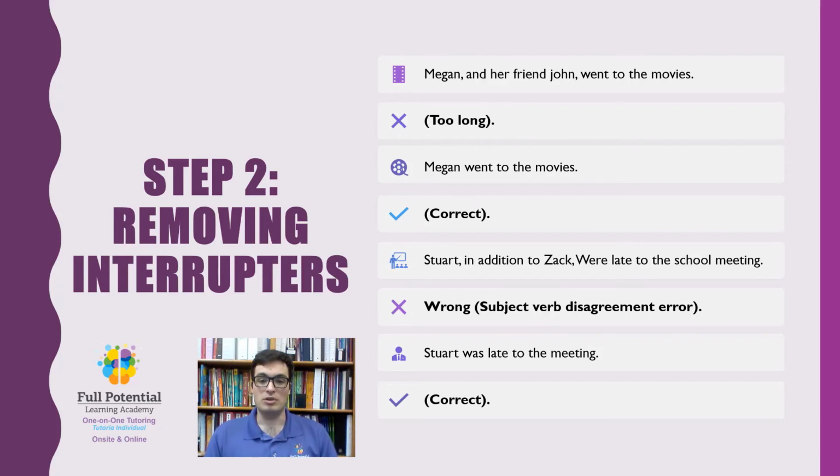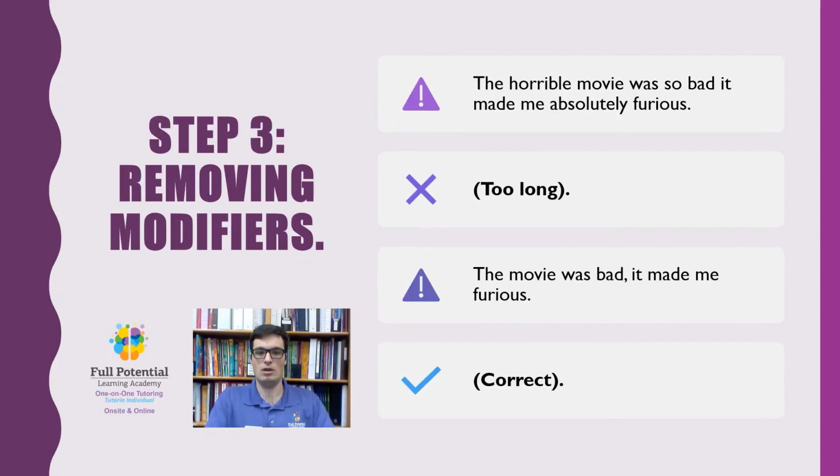By removing the interrupters, we can trim down sentences and spot subject-verb disagreement errors in the long run and make sure that we correct them. We have our final step towards trimming sentences now. The third and final step is to remove any unneeded modifiers. By removing any unneeded modifiers, we can simply have the most clear meaning of the sentence without losing too much.